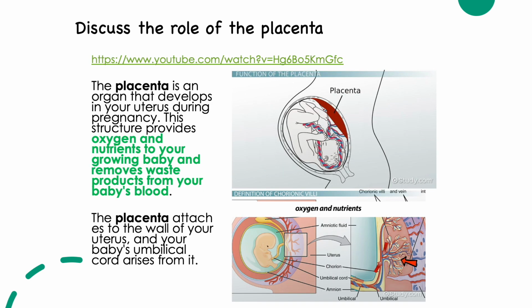Almost near the end. Describe the role of placenta. So first of all, we need to know what is placenta. So placenta is an organ that develops in the female uterus during pregnancy only, and this is very, very important for supplying oxygen and nutrients to the baby and removing the waste materials and carbon dioxide from the baby.